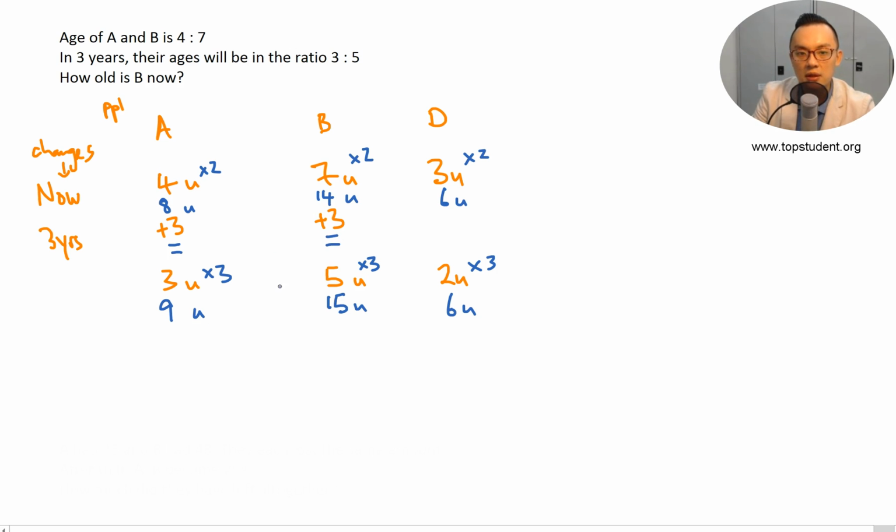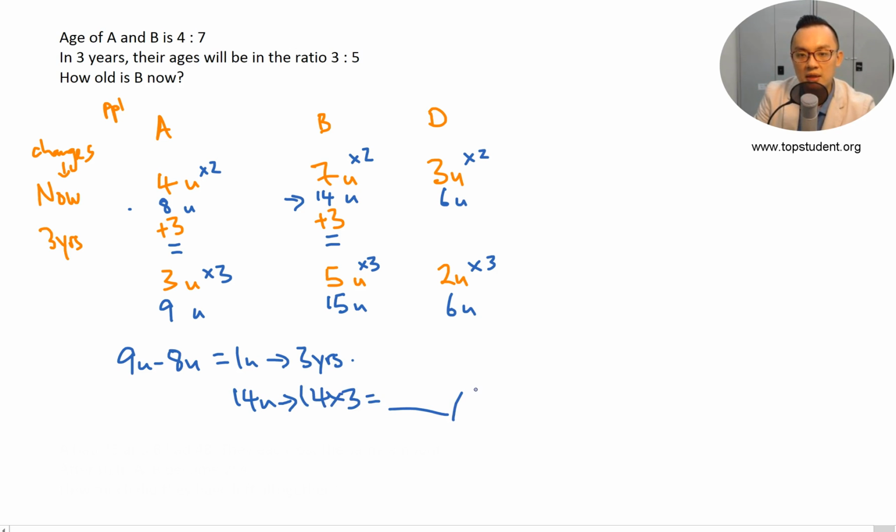So it's quite consistent. 9u minus 8u, which is the 1u that he grew up, equals 1u, and it's 3 years, all right, because that's the 3 years that have passed. How old is B now? B now is 14u, so 14u is 14 times 3, and that's the answer.